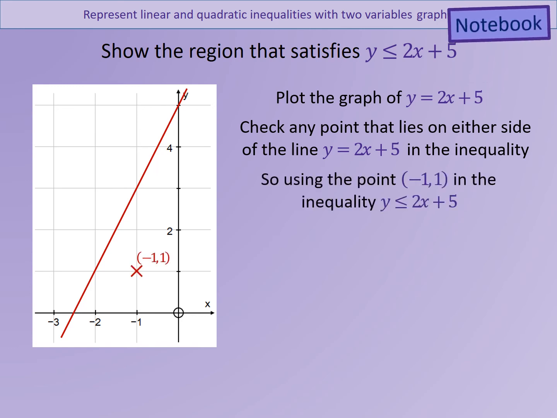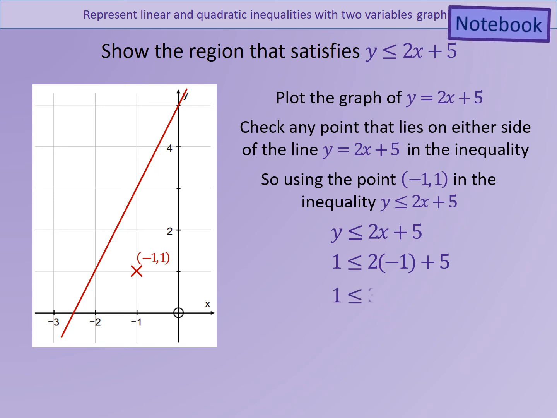So I'm going to choose the point minus 1, 1. That's completely arbitrary. I could have quite easily chosen the origin if I wanted to, but I've chosen minus 1, 1. And of course, for this particular coordinate, the x value is minus 1 and the y value is 1. So what I'm going to do is place those values into the inequality. And if it works, if that forms a true statement, it means that minus 1, 1 is on the side of the line that I do want. And if it doesn't work and I end up with a false statement, then the coordinate that I chose is not on the side of the line that I want.